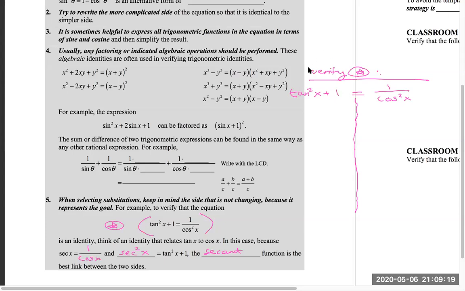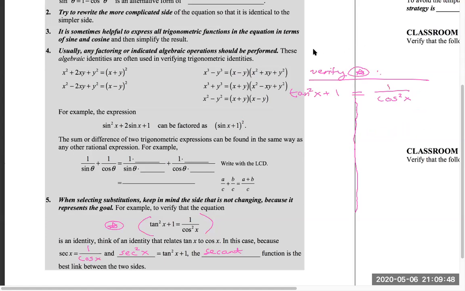So you cannot say, okay, I want to subtract 1 on both sides. Now I have tangent squared x equals 1 over cosine squared x minus 1. That's a no-no. You're not trying to solve for x. You're trying to verify that left side equals right side. So let me clear this part.